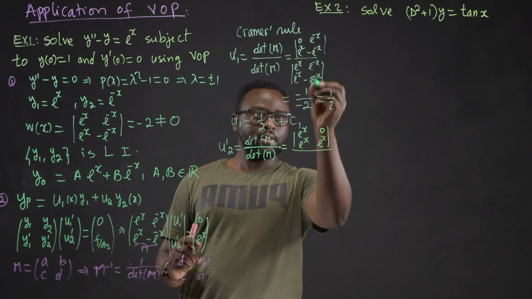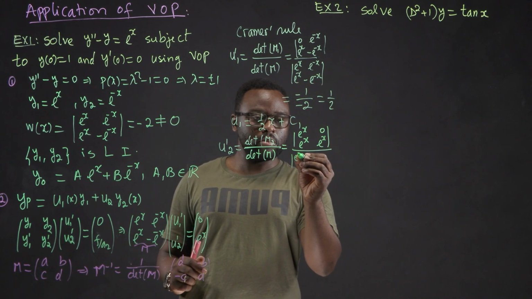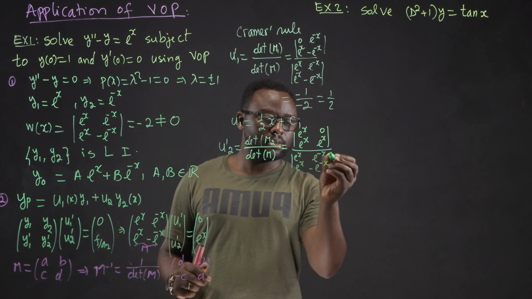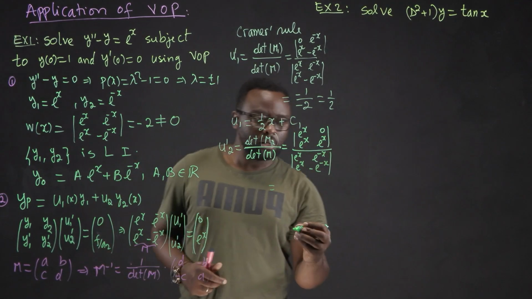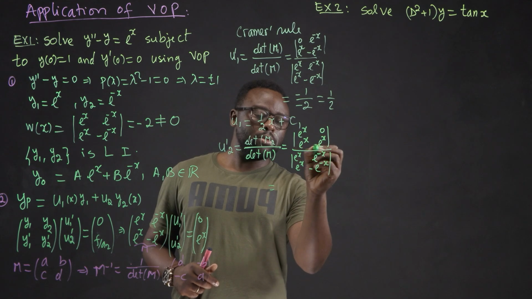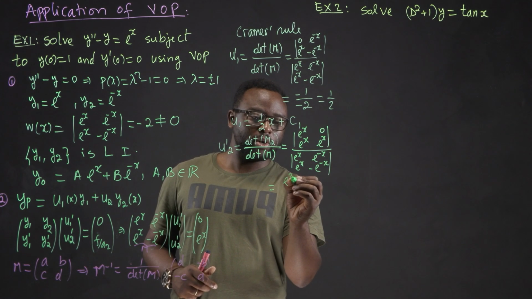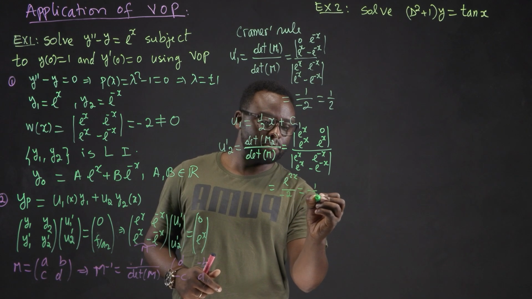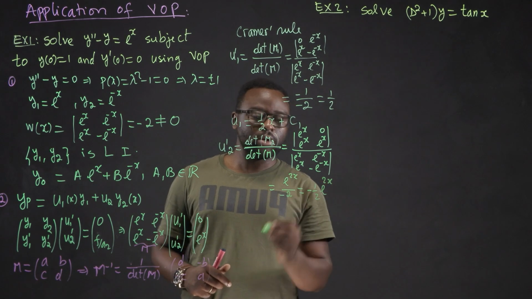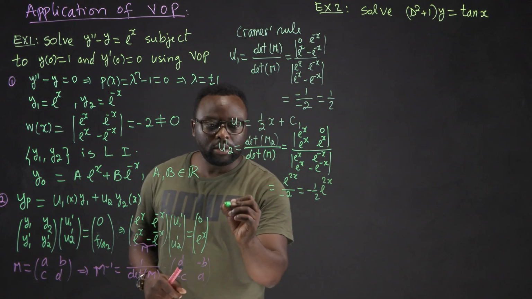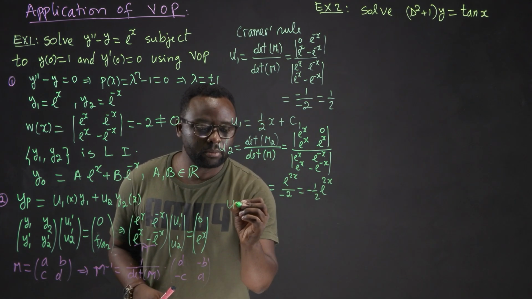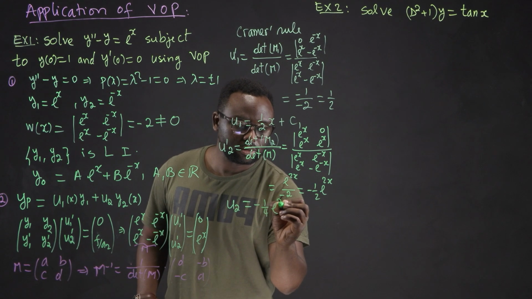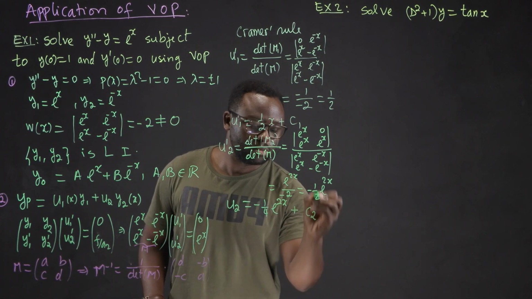We divide by this same denominator, e to the power x, e to the power x, e to the power minus x, minus e to the power minus x. So by solving this, the numerator is e to the power 2x and the denominator is minus 2. So this is minus half of e to the power 2x. Okay? With this, we can then integrate u2 and obtain u2 is minus 1 over 4 times e to the power 2x plus c2.